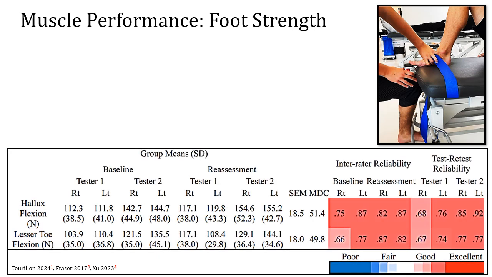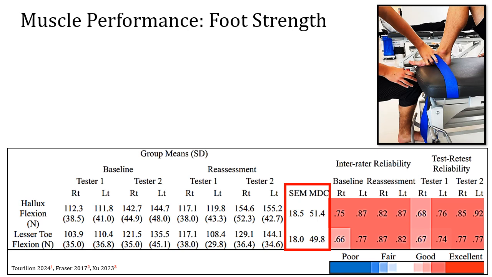When you look at the reliability, so a lot of numbers, you can focus in on a couple of things specifically. You can see your standard error of measurement in newtons there, and it's a relatively small percentage relative to the actual values that you see, which is good. You want low standard error of measure. The minimal detectable change would be 51 newtons.